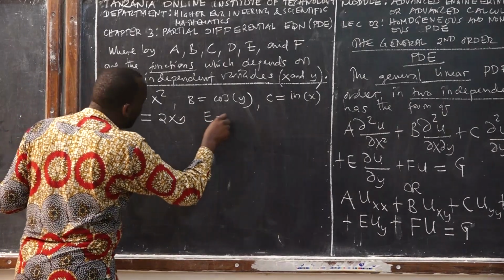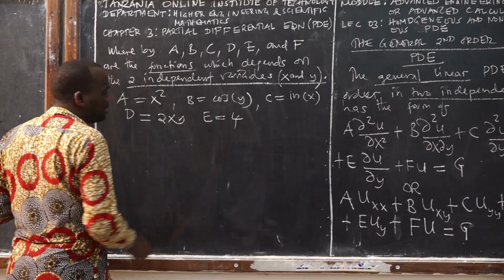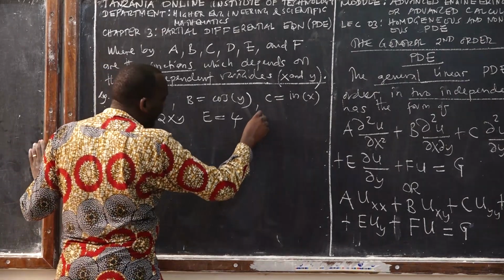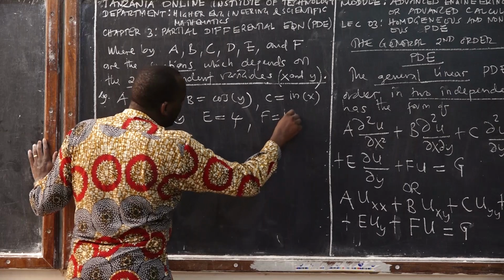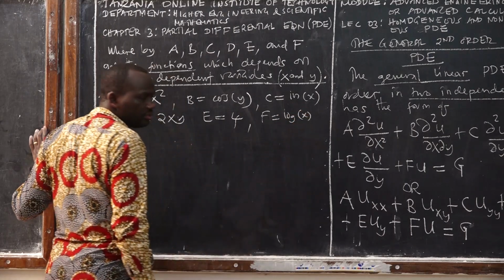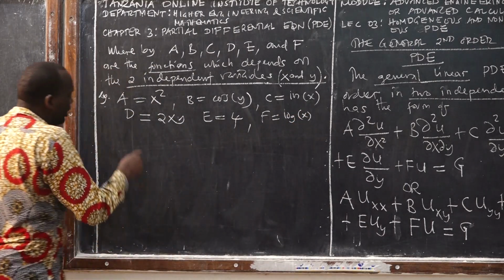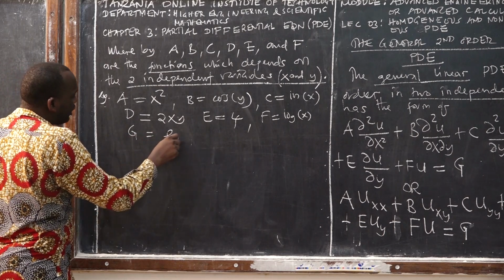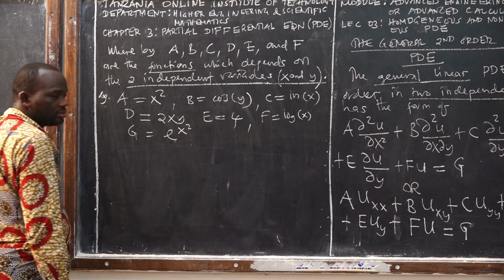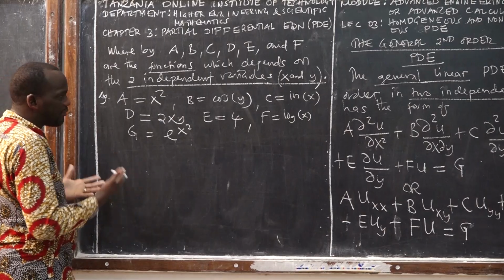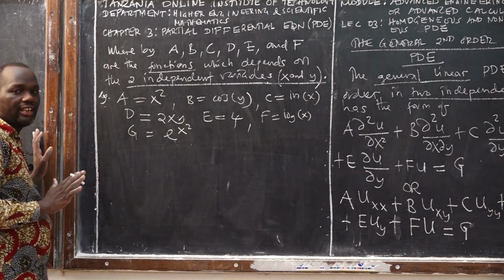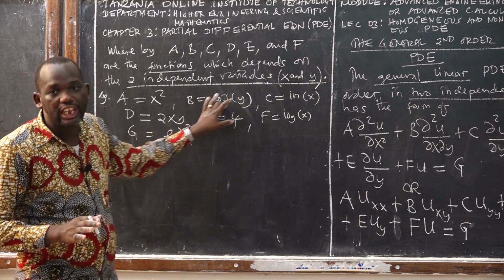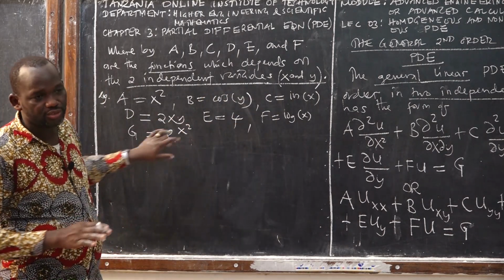E it can be, let's say, maybe constant 4. Then F it can be, let's say, log of x. Okay? G it can be, let's say, e power x squared. Ndio maana nazita ni function ambazo zinakuwa katika x na y. Hakuna u kwenye hizi a, b, c, d, e, f, g.